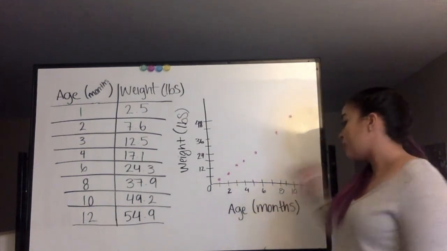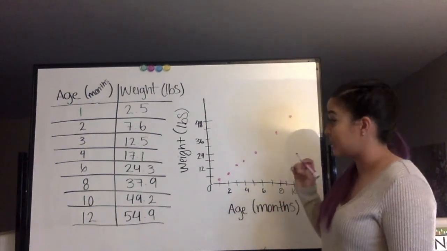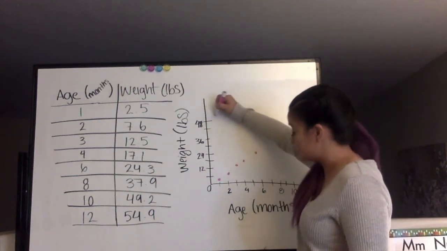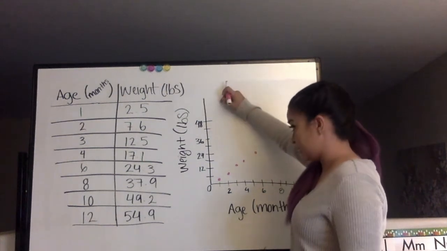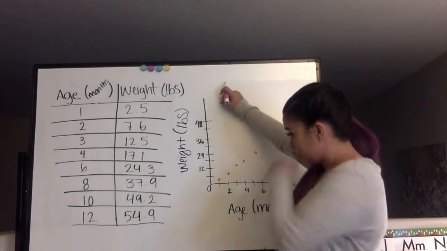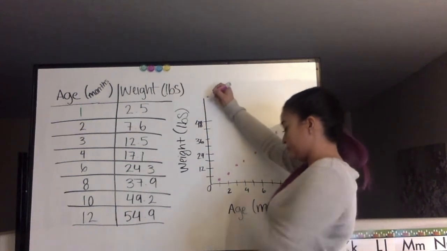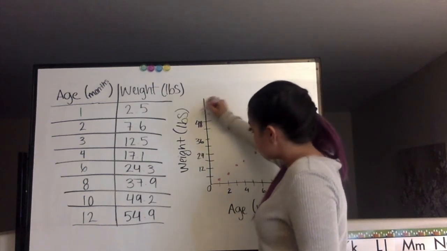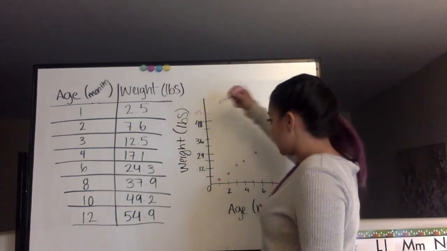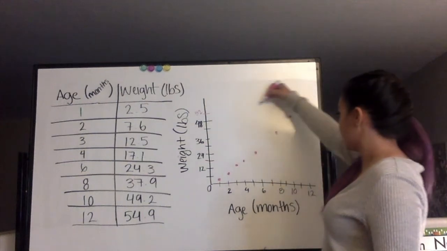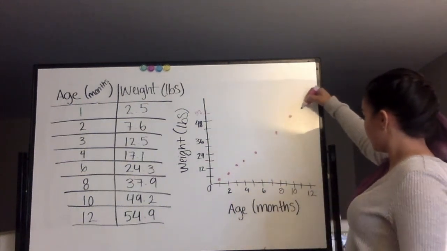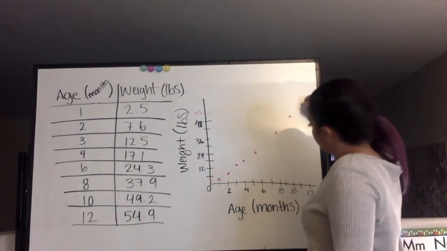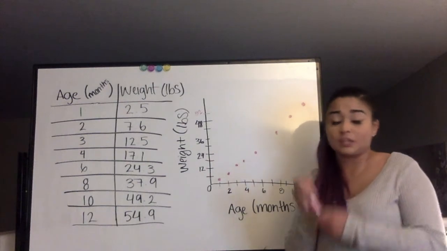And then at 12 months, we have 54.9. So it will go up. I would say if we add 6 to 48, it would be 52. So still above 52, but just slightly above 52. So it would be right about here. And that is how our scatter plot should look.